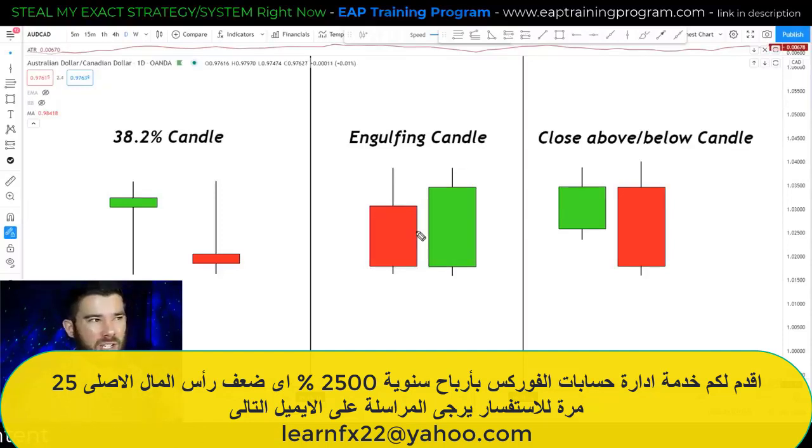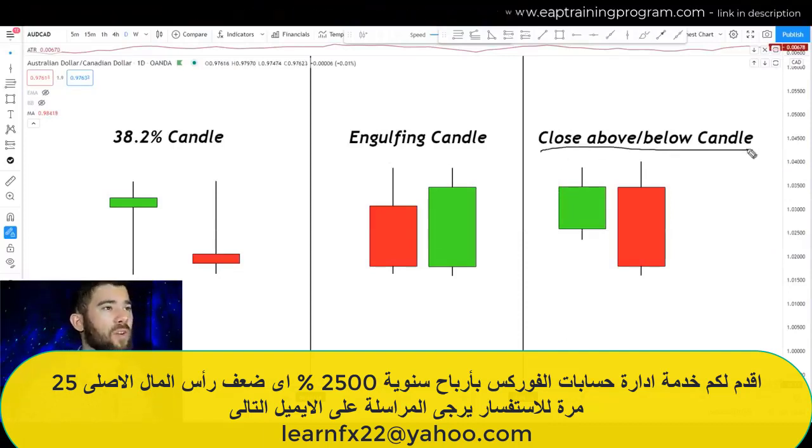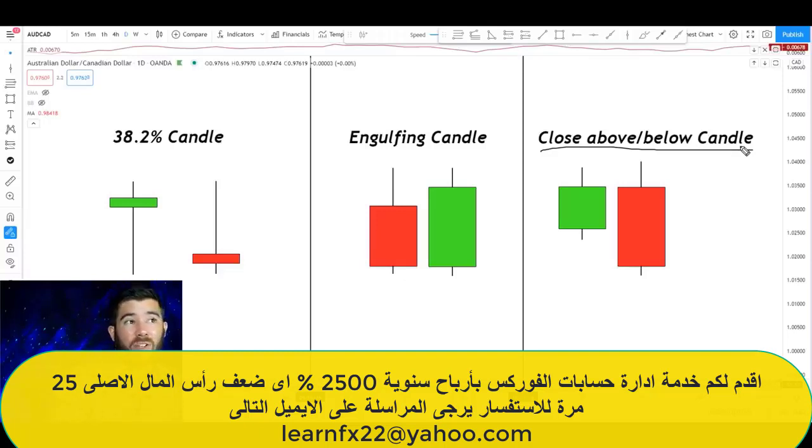We'll take a look at a bearish engulfing on a chart, so I'm not going to have to do that right here. So next up, we have the close above and close below candle. Again, all these candles are used in the same way. They're all either going to be used to help you identify reversals, market sentiment, or help you enter on trend continuation trades. Here we have close above and close below candle.